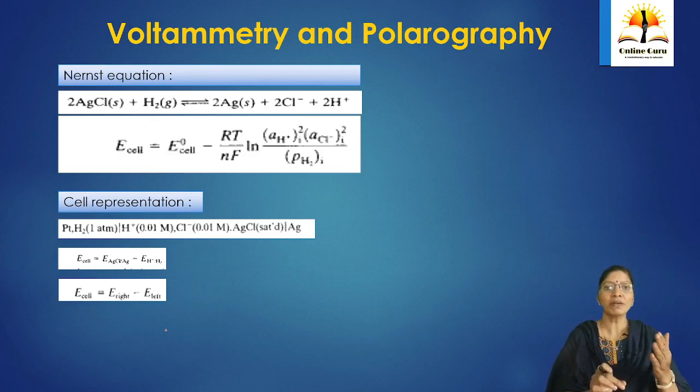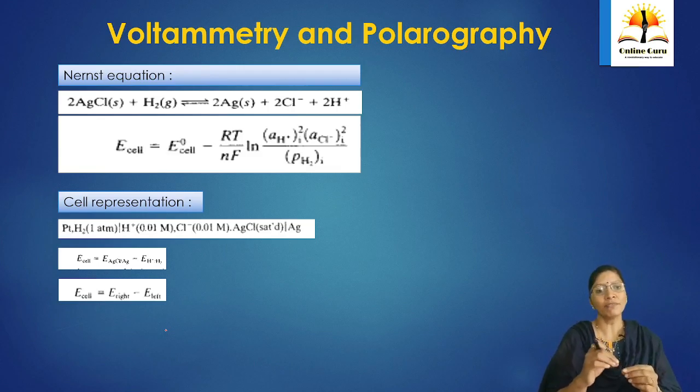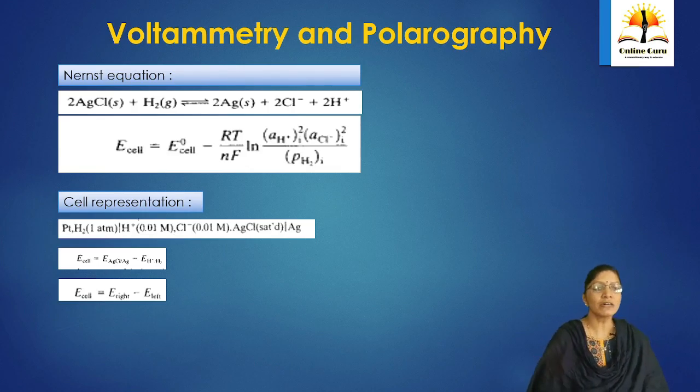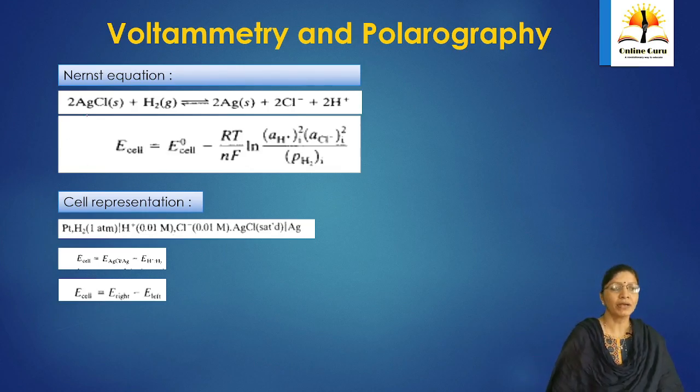What is meant by cathode? Where the reduction process takes place. What is meant by anode? Where oxidation is taking place. And the net EMF of the cell will be given by the Nernst equation. Suppose we take a cell with silver chloride solution as the electrolyte, and the other electrode is a standard hydrogen electrode taken as the reference electrode.